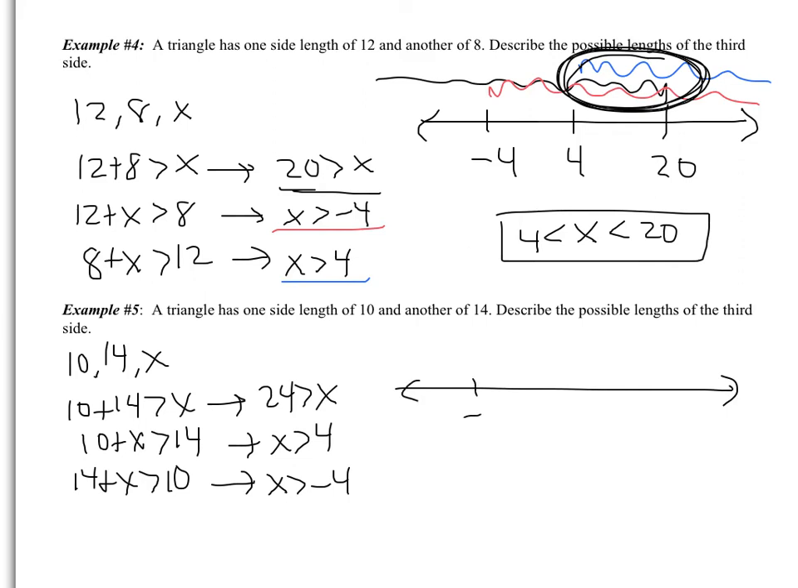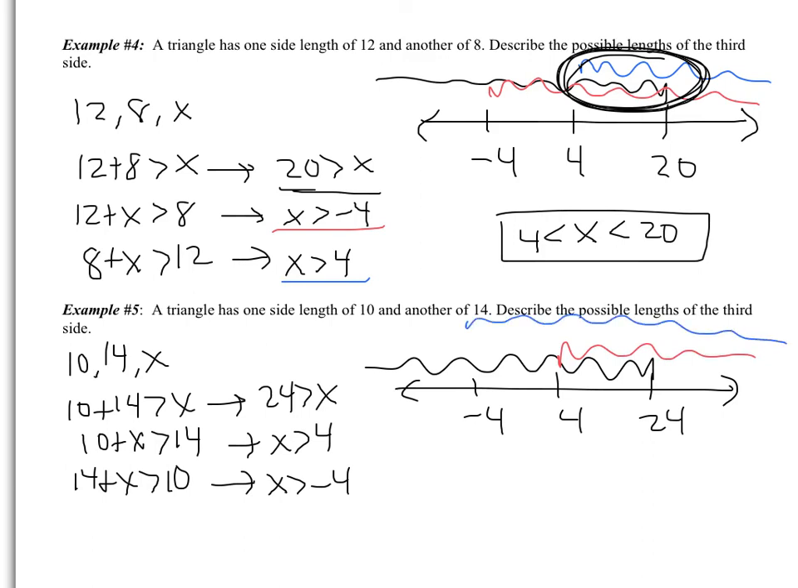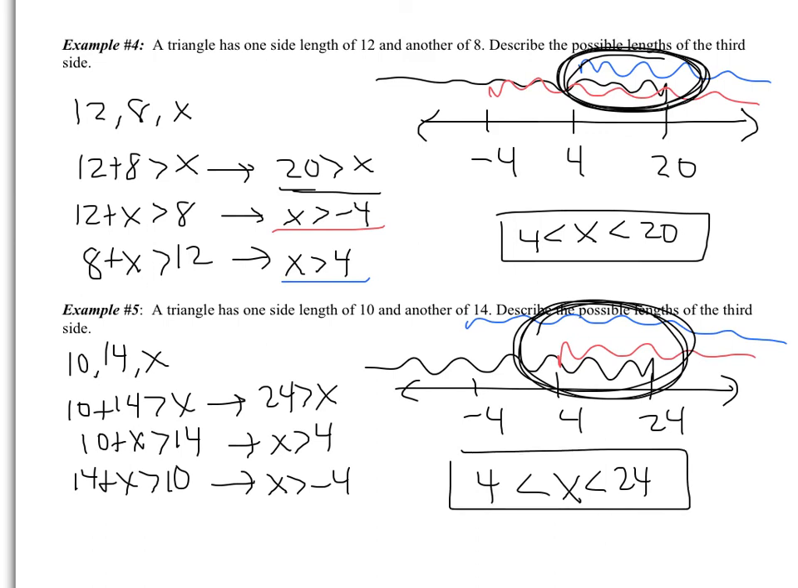Okay, I'm going to draw my number line again to figure out which of these three I want to use. Here, you should be able to tell that you're not going to use the negative, but I'm still going to check anyway. Okay, x is less than 24, that's all of this. x is greater than 4 is all of this. And then x is greater than negative 4 is all of this. As you can see, here's where all three intersect, where all three are true. So my third side is somewhere between 4 and 24. Hopefully you got that one right. If not, hopefully you see any mistakes that you made.